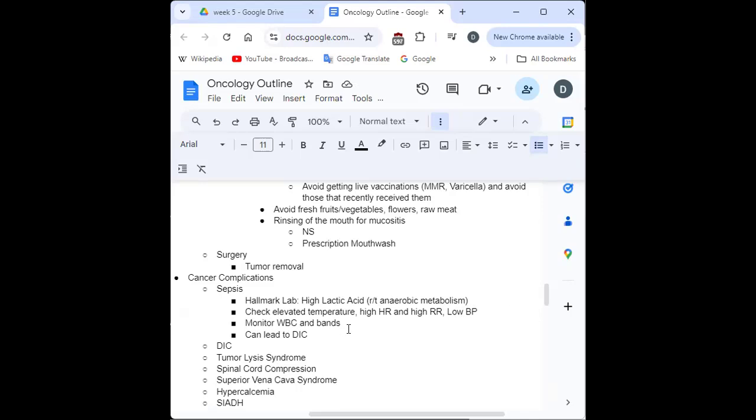So how can we treat this? Just a basic outline. Someone's septic, they have an infection, so we're going to treat them with antibiotics. What else can we do? I'm sure you guys have had a lot of patients with infections. Hydration. IV fluids. If this patient is at potential risk for shock, we need to give them IV fluids.